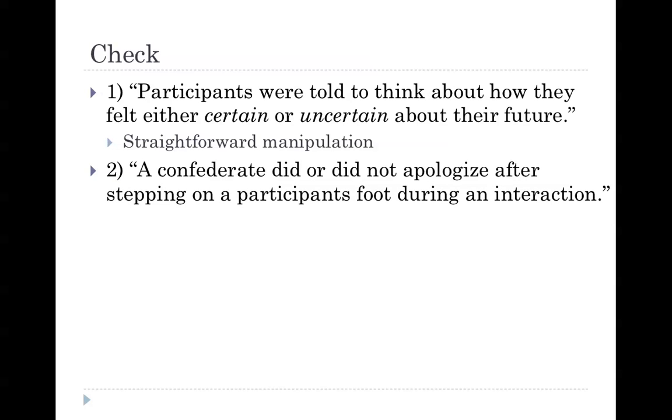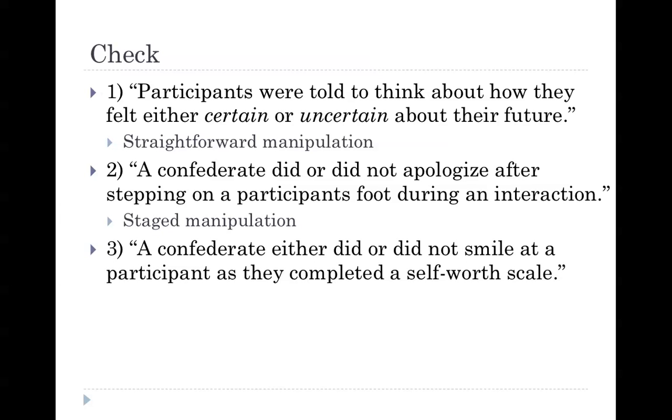Number 2, a Confederate did or did not apologize after stepping on a participant's foot during an interaction. So it should be that first word, that second word, that really gives you the key idea of what this manipulation is, such that it is a staged manipulation. This is because it involved a Confederate who was part of the actual experiment. And then lastly, a Confederate either did or did not smile at a participant as they completed a self-worth scale. Again, the fact that it involves a Confederate makes it a staged manipulation.